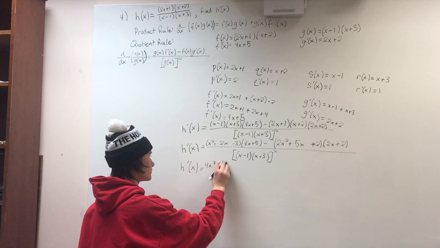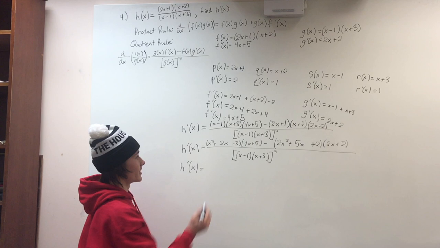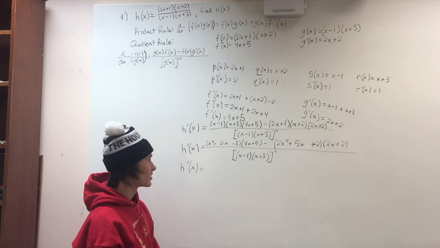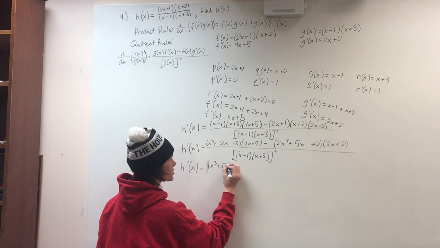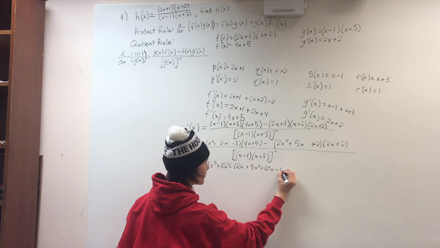So at this point, we're going to further simplify this derivative of h of x. We are going to be multiplying in that 4x plus 5 to this x squared plus 2x minus 3, and this 2x plus 2 to the 2x squared plus 5x plus 2. So in multiplying in that 4x, we're going to say 4x cubed plus 8x squared minus 12x. And then in multiplying in that 5, we're going to say plus 5x squared plus 10x minus 15.